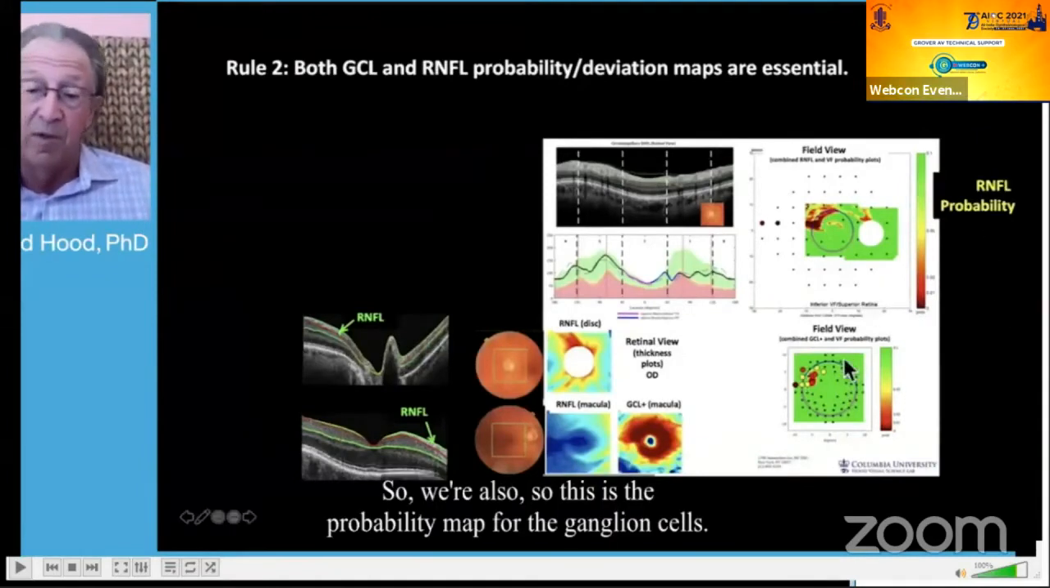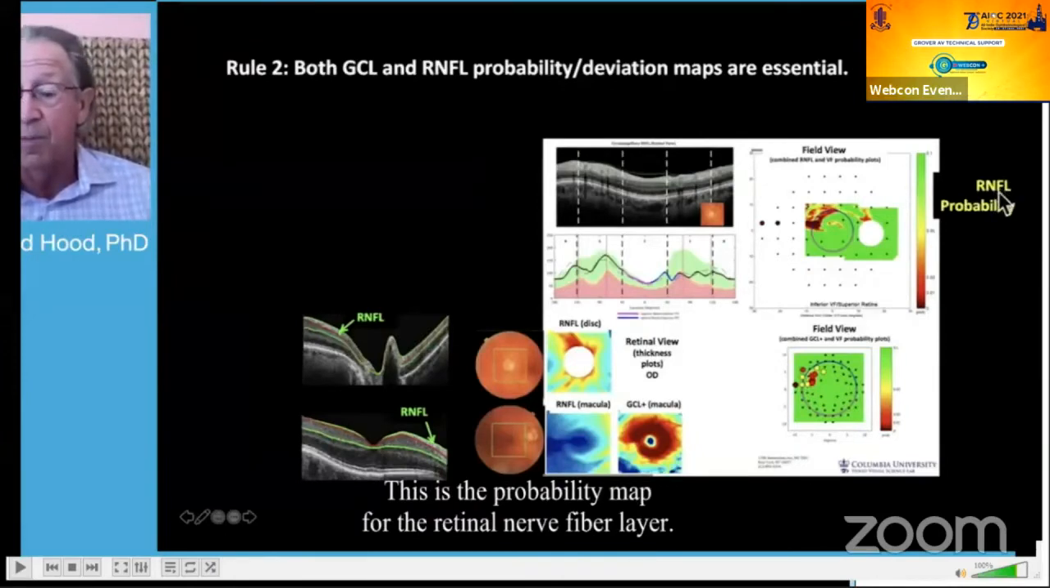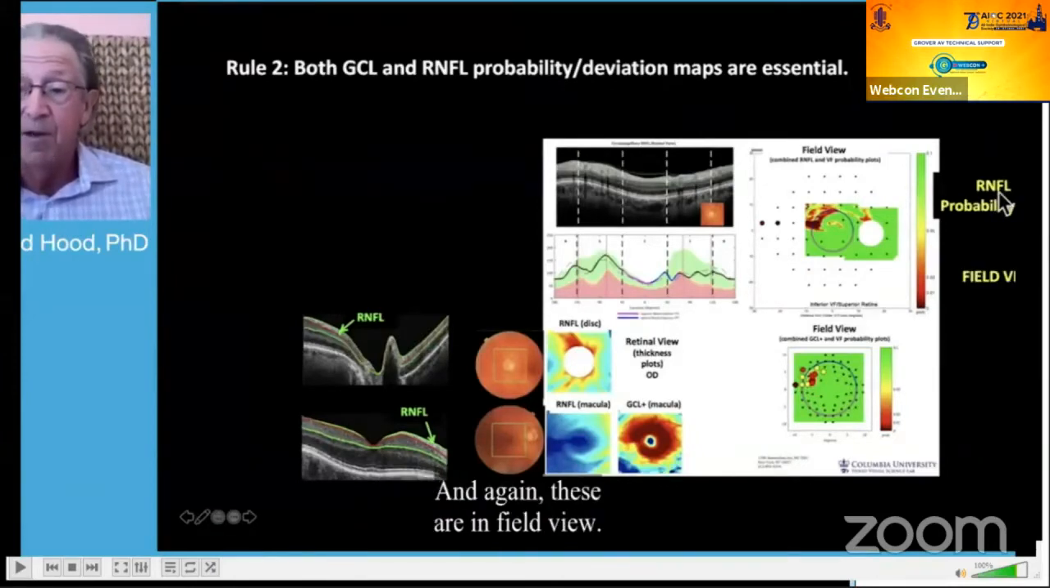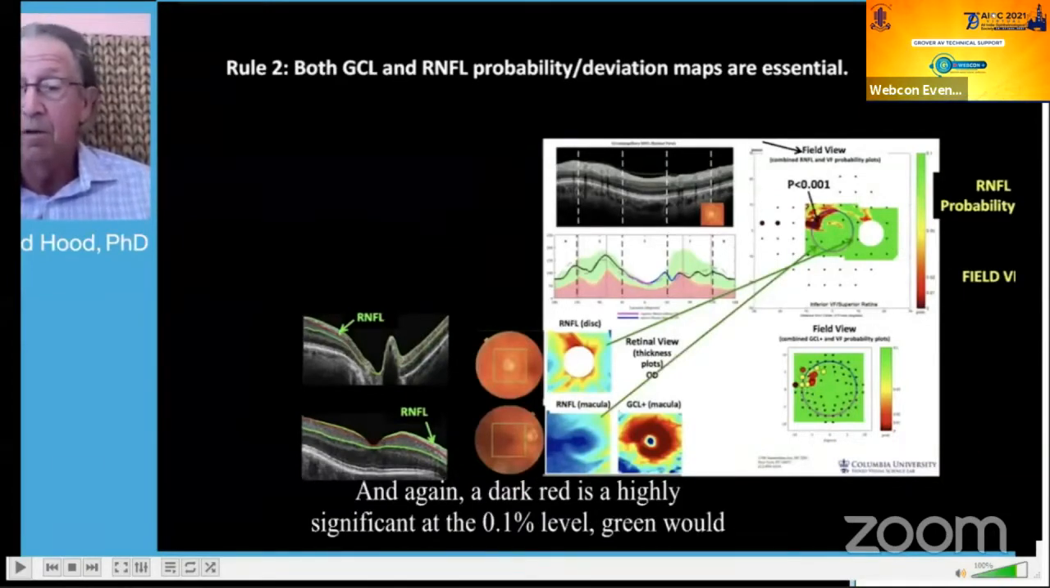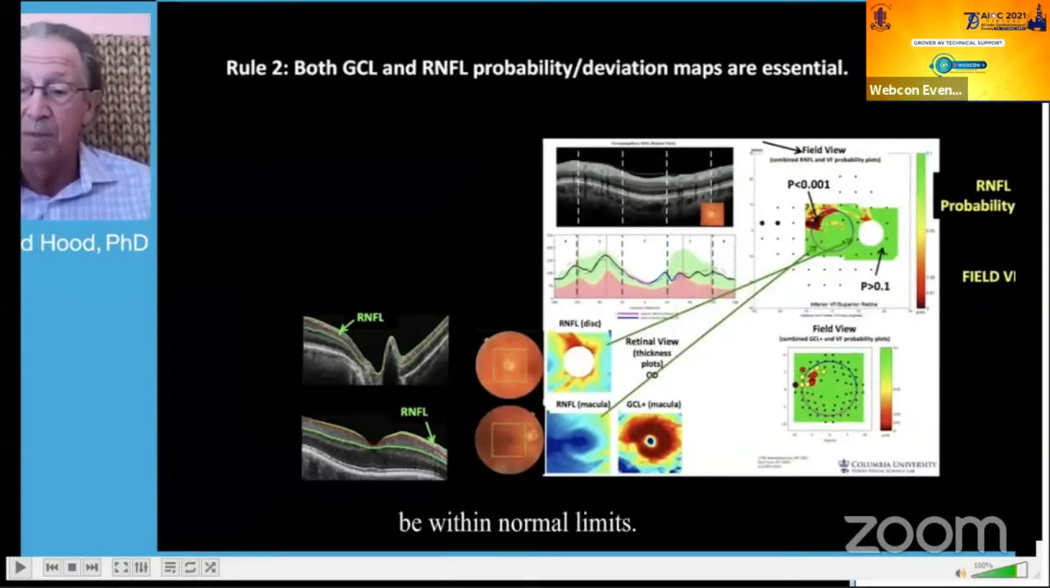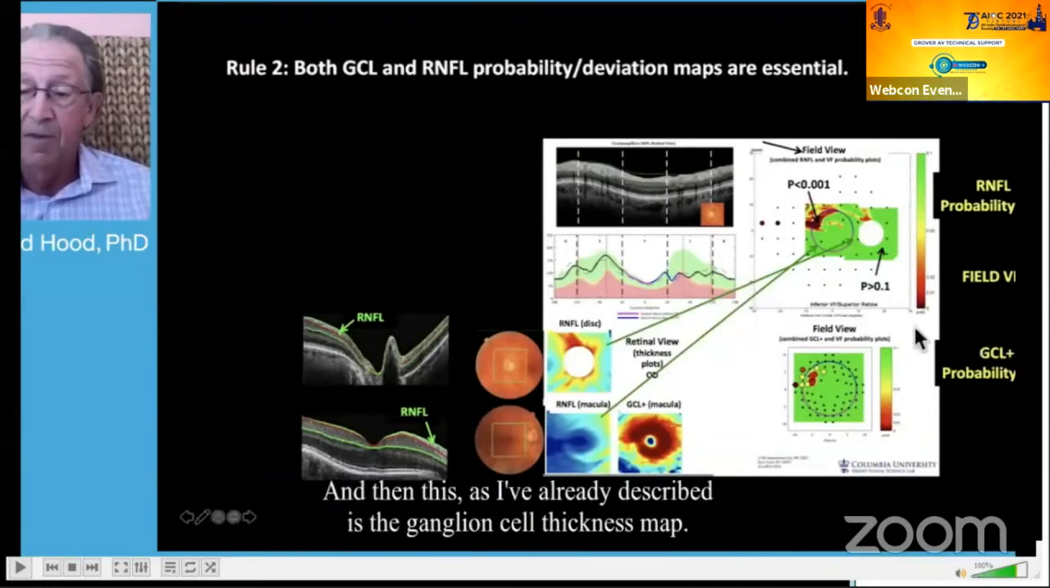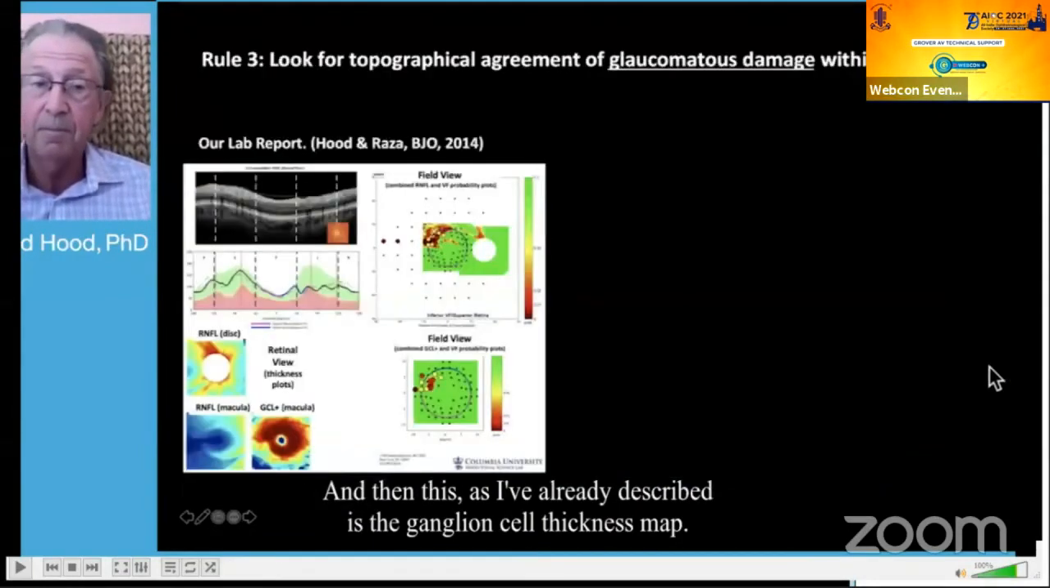So this is the probability map for the ganglion cells. This is the probability map for the retinal nerve fiber layer. And again, these are in field view. So this is based on this and this stitched together, field view. And again, dark red is highly significant at the 0.1% level. Green would be within normal limits. And then this, as I've already described, is the ganglion cell thickness map.